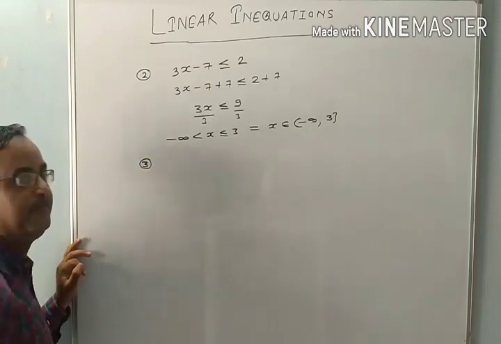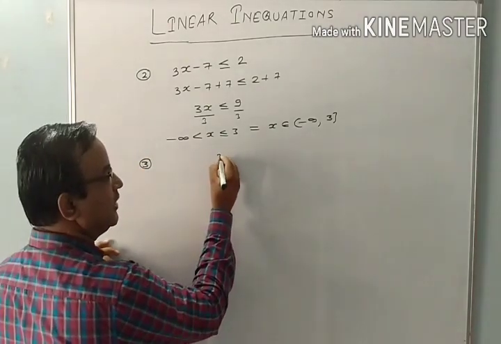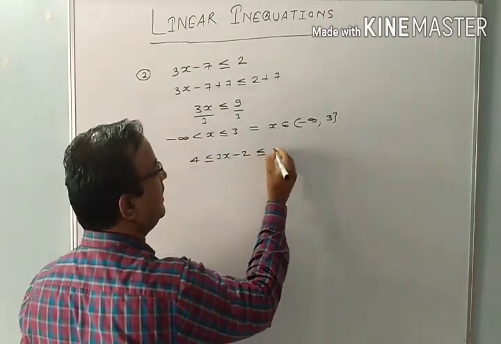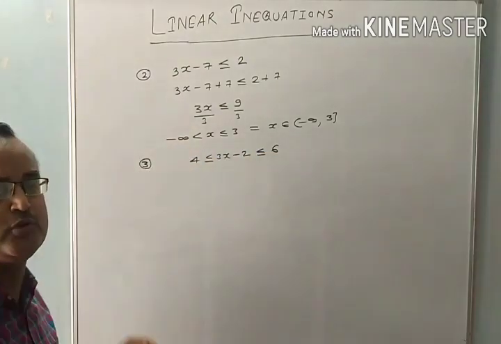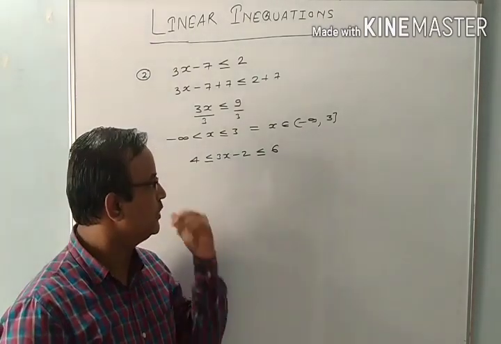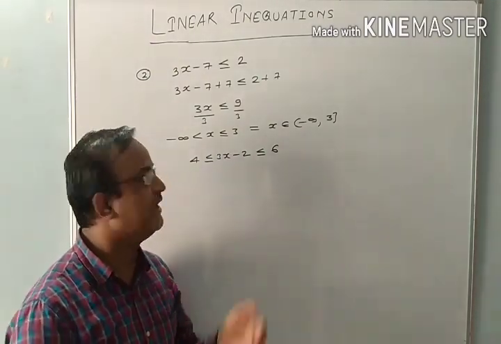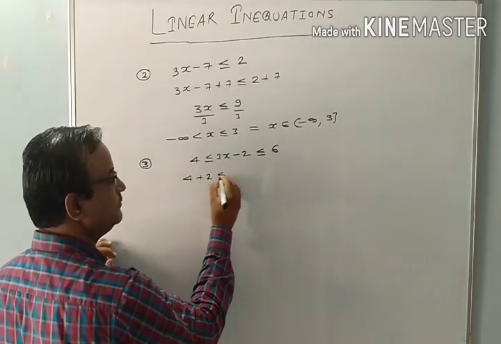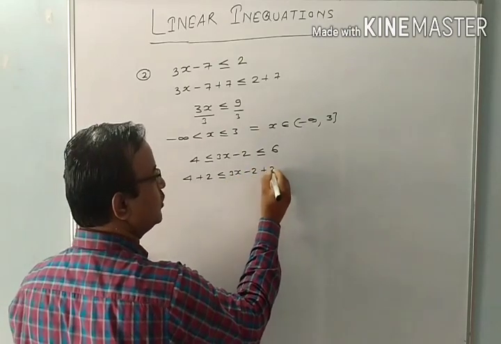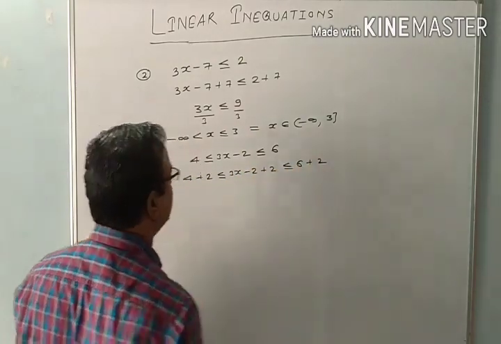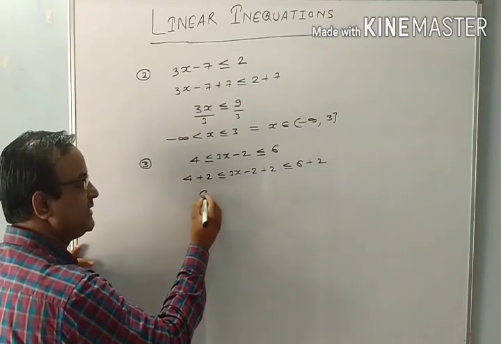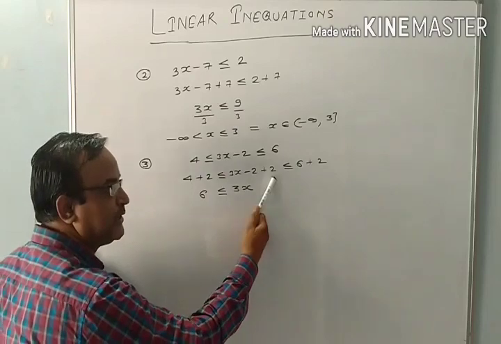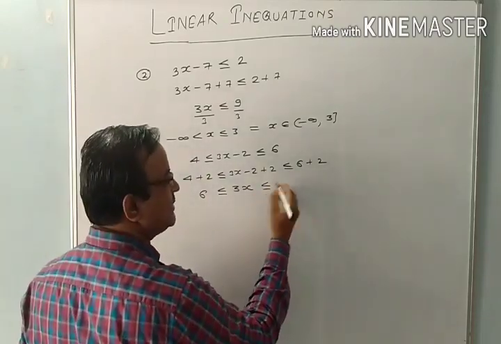Now question number 3. 3x minus 2 lies between 4 and 6. And now we have to solve it. We have to solve this given linear inequality for x. So we write here 4 plus 2 is less than 3x minus 2 plus 2 and less than 6 plus 2. So now you can see 4 plus 2 is 6, which is less than or equal to 3x minus 2 plus 2, where 2 cancels out, and now 6 plus 2 is equal to 8.